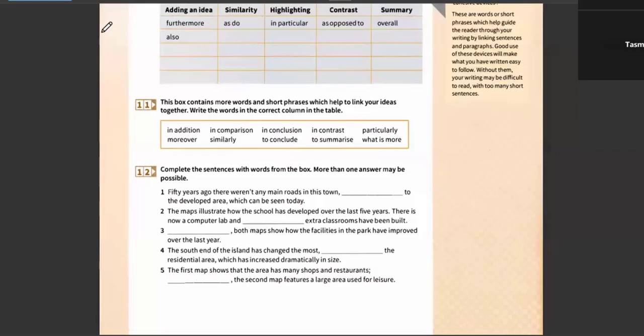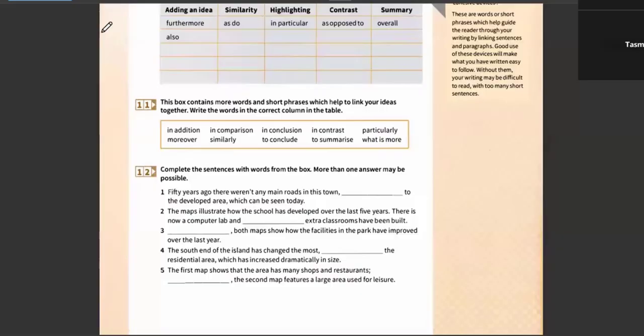Will it be similarly? Yes, because the previous sentence also told how the maps illustrate the school. Oh, no, the sentences are completely separate. They're not in order. So if you are thinking so, it is not that actually. You have to make sense of each of the sentences itself.